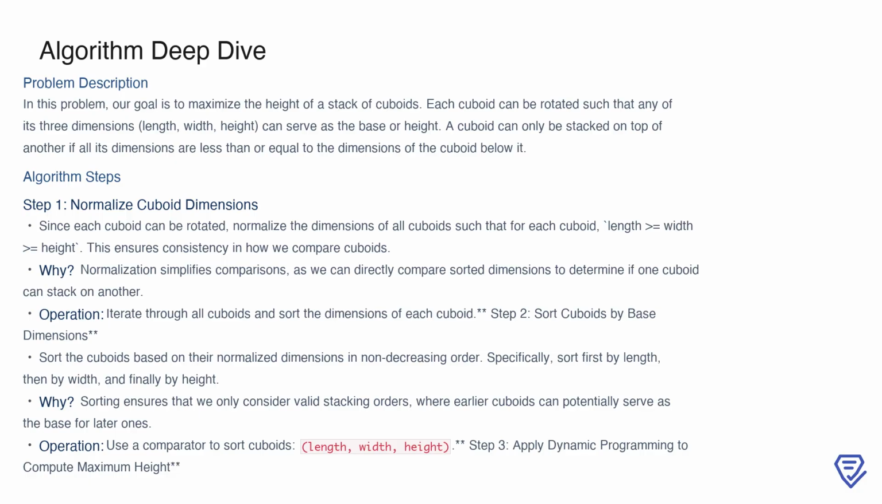Each cuboid can be rotated so that any of its three dimensions can serve as the base or the height. However, a cuboid can only be stacked on top of another if every dimension of the upper cuboid is less than or equal to the corresponding dimension of the cuboid below it.